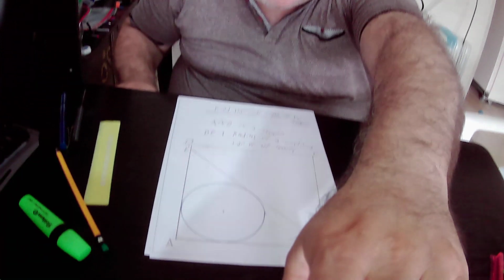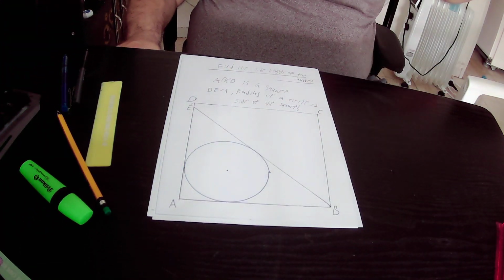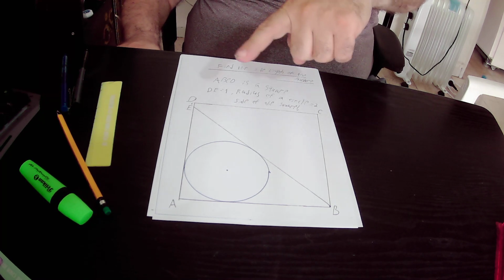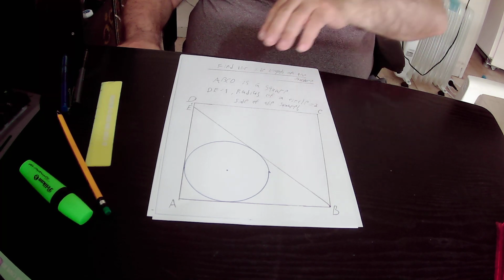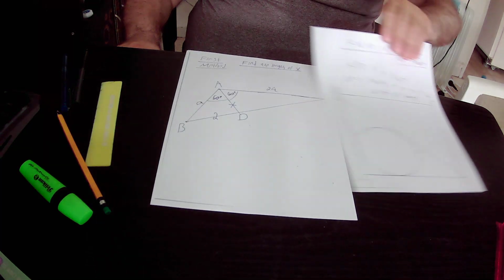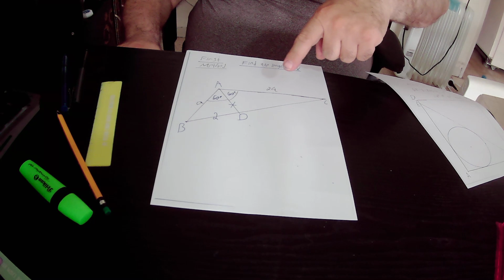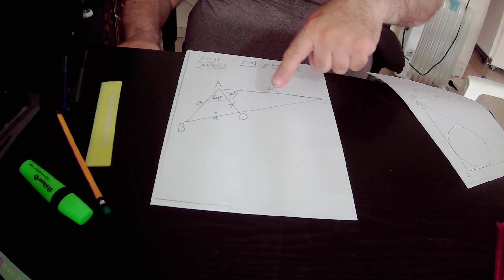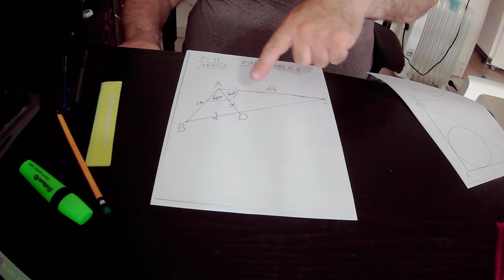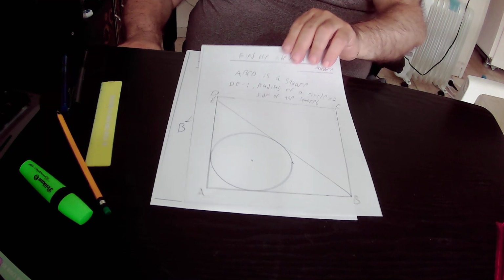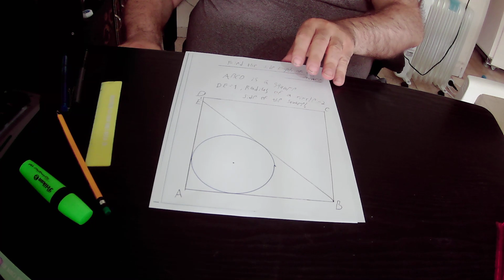Hello, in this lecture we will answer two questions. In the first question, we will find out the side length of square ABCD, and in the second question, we will find out the length of line segment AD that is equal to x. So we start with the first question.